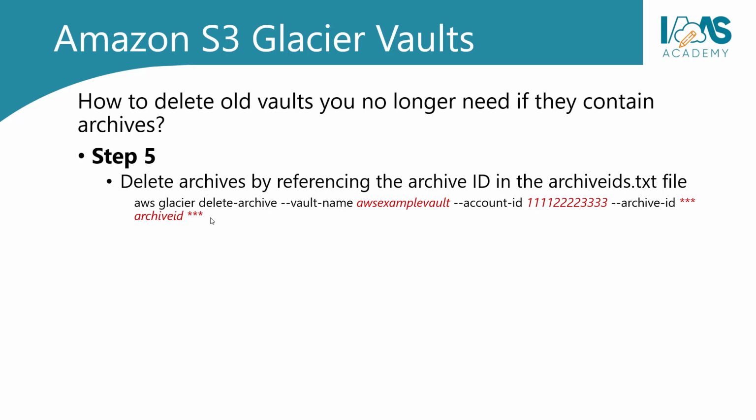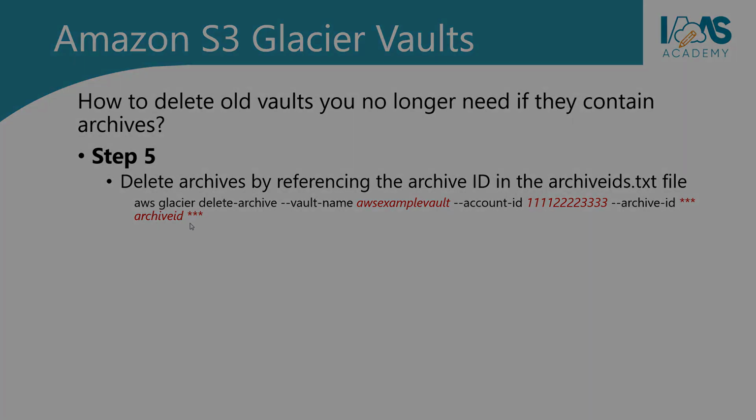So it's AWS Glacier delete archive, the vault name. Obviously, you put in your vault name, your account ID, and you specify the individual archive ID. So that will actually help you delete the archive. It's okay if you're doing 3, 5, maybe 10 archives, but if you're going to be doing 86,000 archives, then it's going to take a really long time.